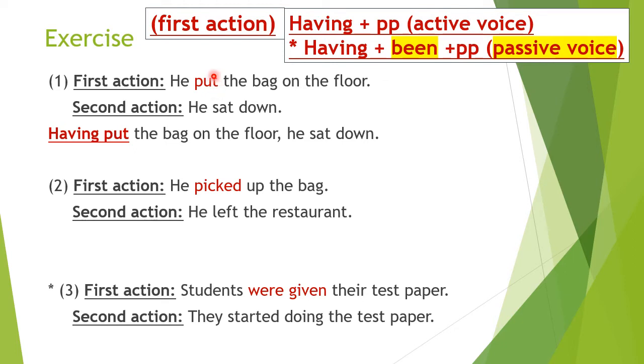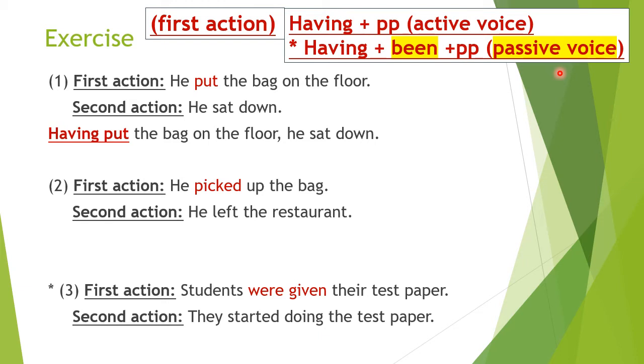Of course, you need to identify whether this verb is in active voice or passive voice. If you can see a doer, who put the bag on the floor? He. You know the doer, so it is active voice. If it is active voice, we use having plus PP. But if it is passive voice, then we need to add the word been between having and the PP. So having been plus the PP becomes the passive voice. I'll keep reminding you.